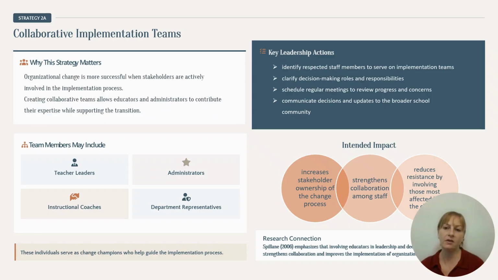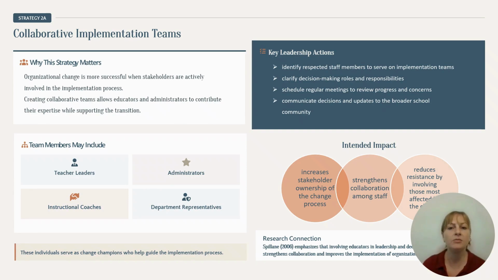One way leaders can involve stakeholders in the change process is by creating collaborative implementation teams. These teams may include teacher leaders, department representatives, instructional coaches, and administrators who are respected within the school community. These individuals serve as change champions who help guide the implementation of organizational changes within their school or department. Collaborative teams can help leaders translate broad policy decisions into practical strategies that work within classrooms and school environments.